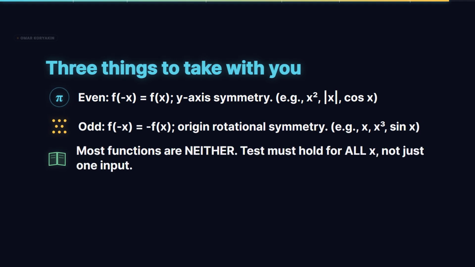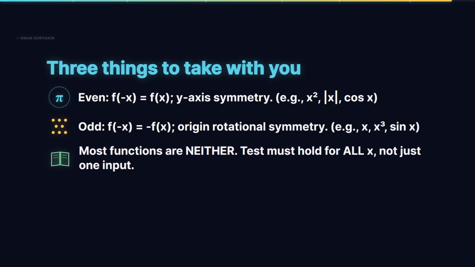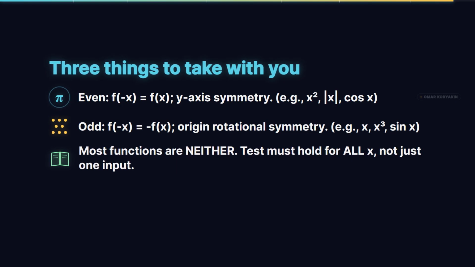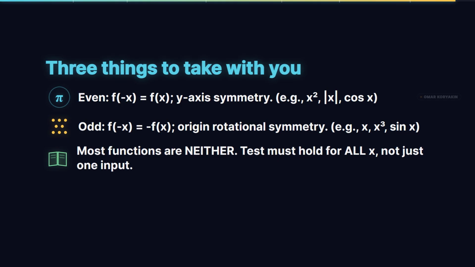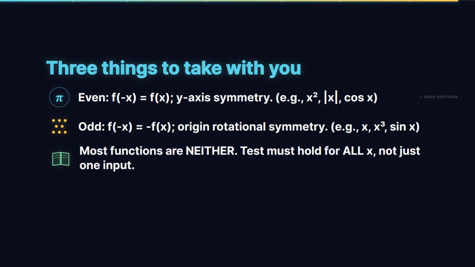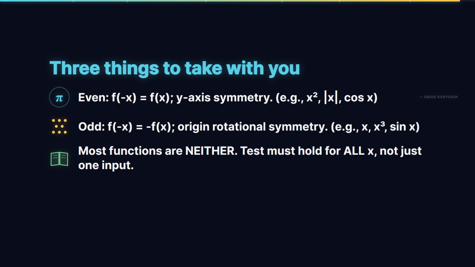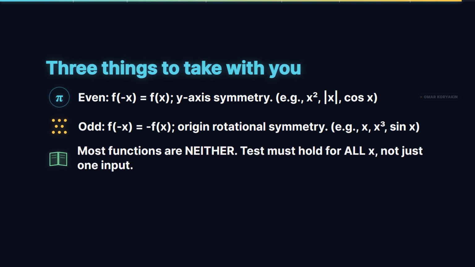Third, most functions are neither even nor odd. Adding any non-zero constant to an odd function destroys the odd property. Mixing odd and even terms produces a function that is neither. Always test both the even condition and the odd condition algebraically. If neither holds for all x, the function is neither, which is the most common case. The classification must work as an algebraic identity for all inputs, not just for one or two specific values.